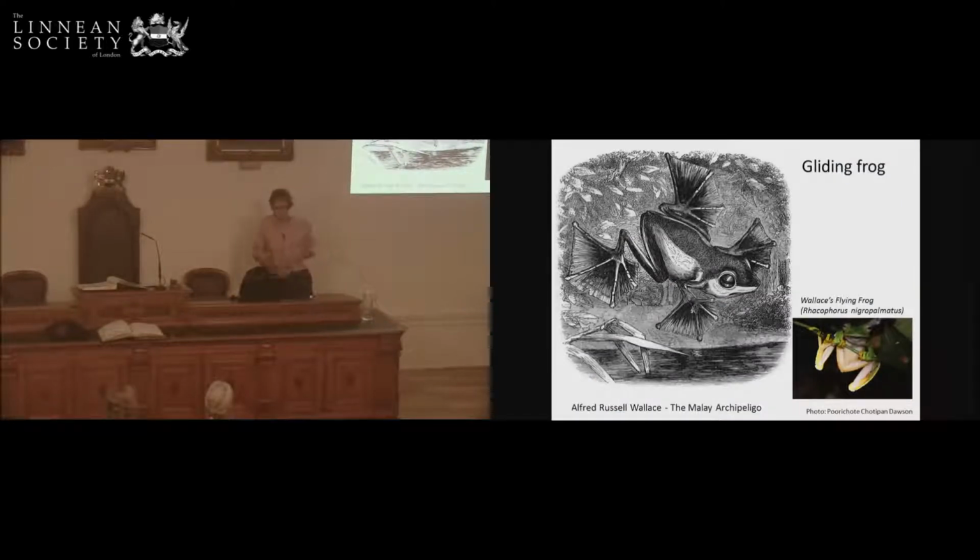And of course, there are extraordinary species, some of which have been known for an awful long time. I've put this in because, of course, this relates to this gentleman over here, Alfred Russel Wallace, who described this. This is Wallace's gliding frog, quite a common species from the rainforests of Borneo. And it really does do this as well.